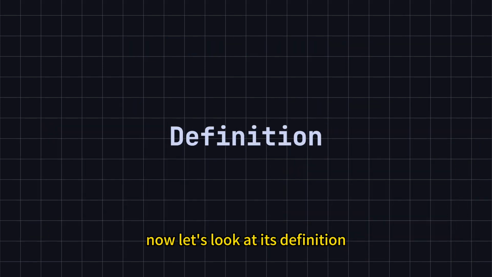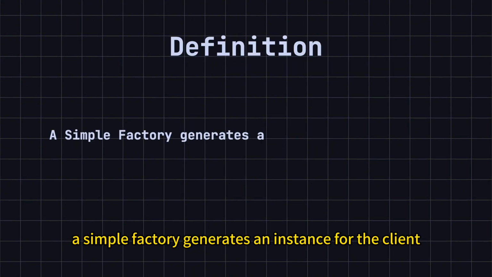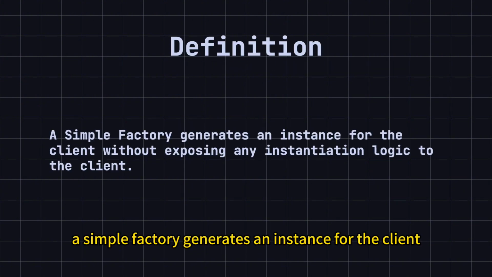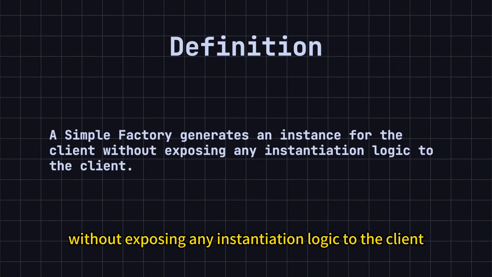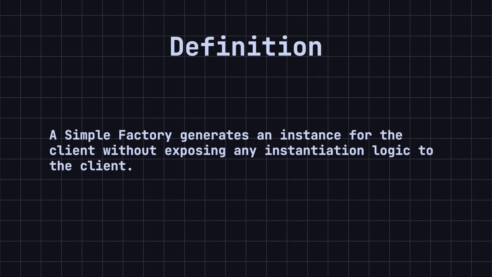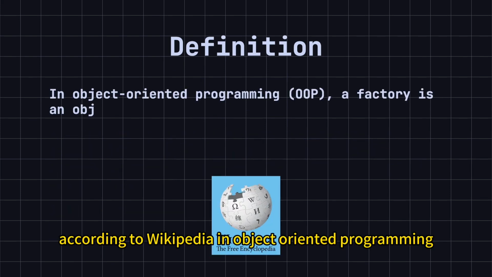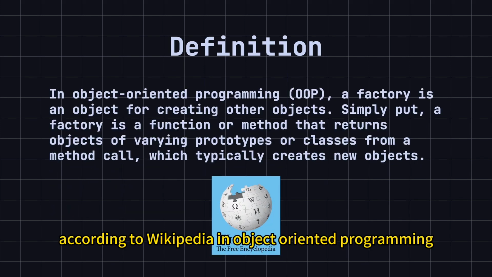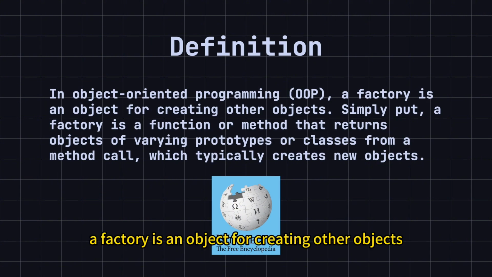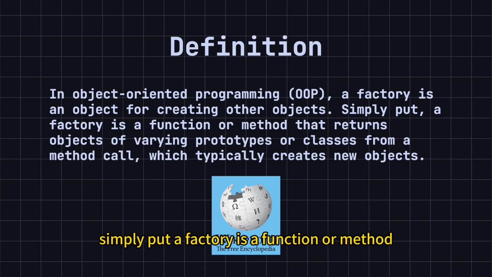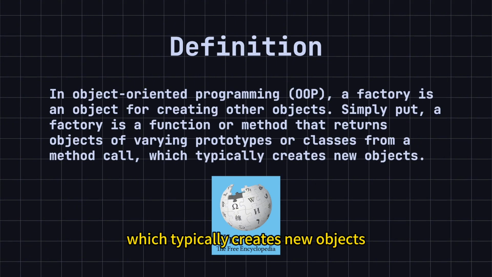Now let's look at its definition. In simple terms, a simple factory generates an instance for the client without exposing any instantiation logic to the client. According to Wikipedia, in object-oriented programming, OOP, a factory is an object for creating other objects. Simply put, a factory is a function or method that returns objects of varying prototypes or classes from a method call, which typically creates new objects.